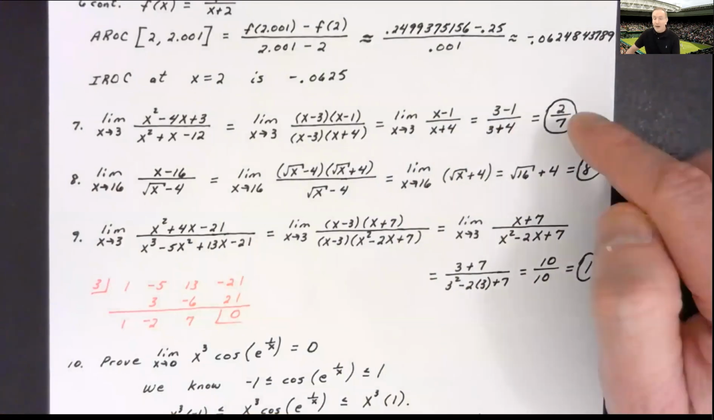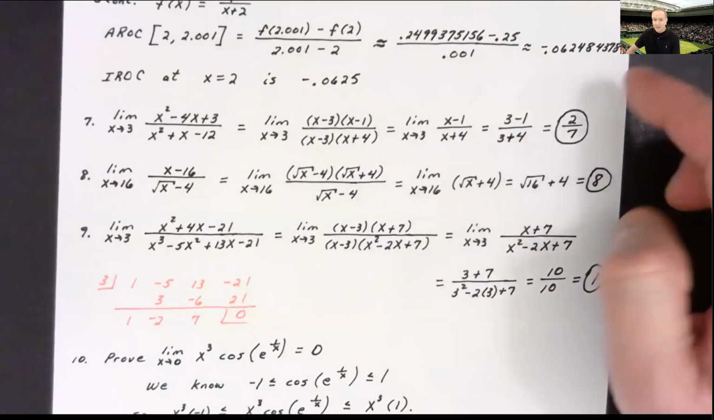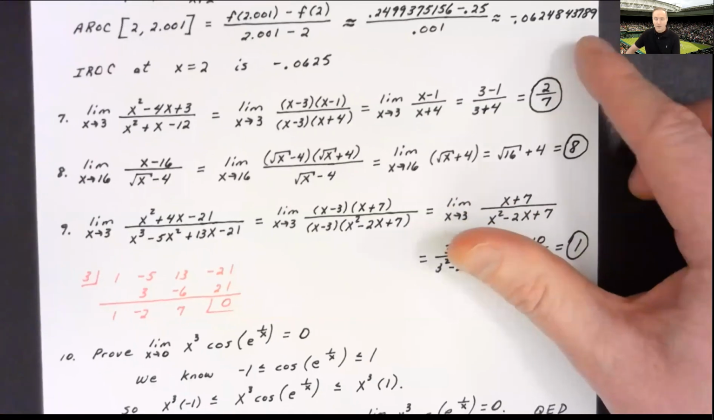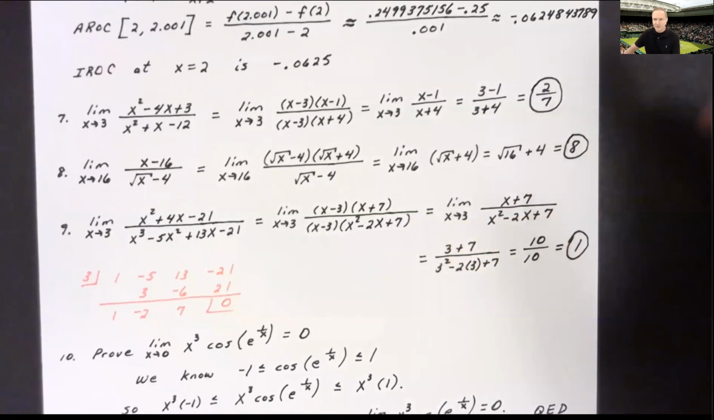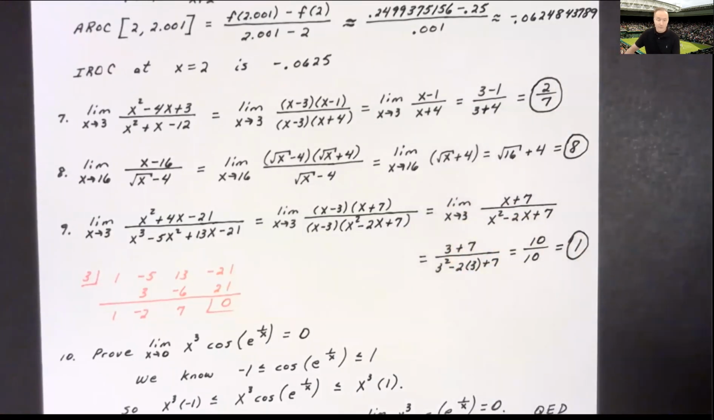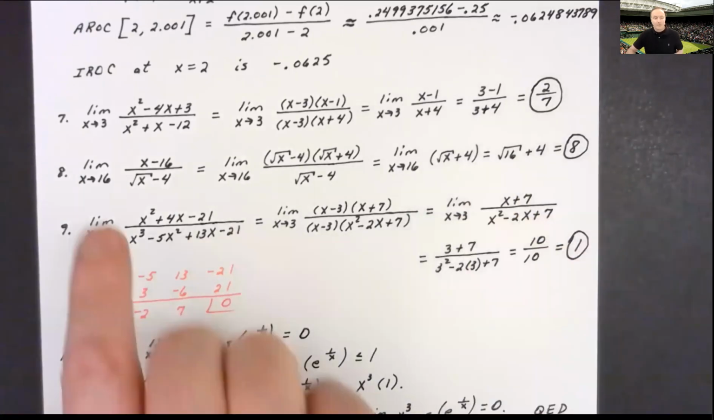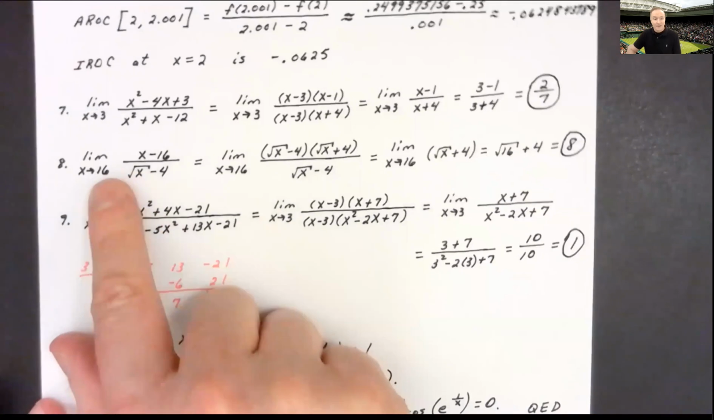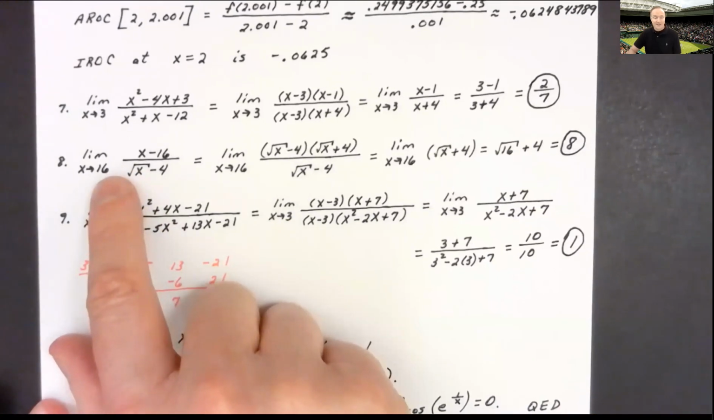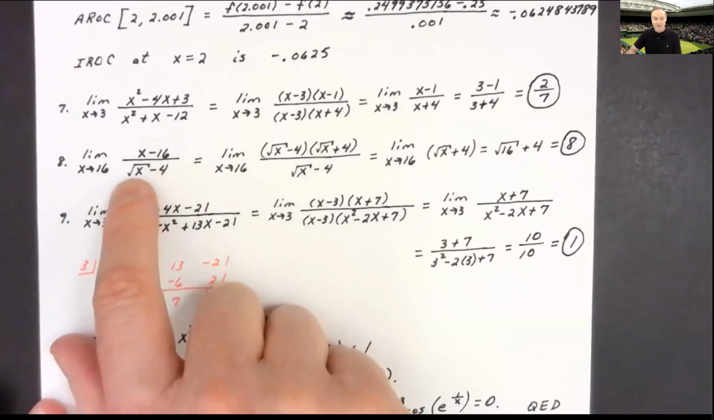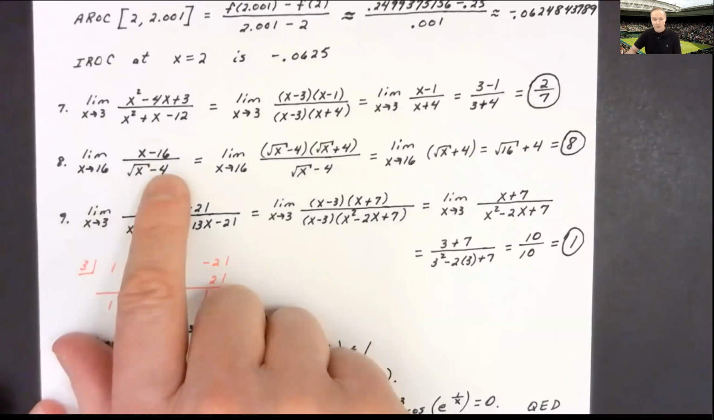Final answer there. Now, I would want that fractional answer as opposed to the decimal equivalency there. I think 2/7 is like 0.2857142857. Don't want that. Up next, we have the limit as x approaches 16 of x minus 16 over the square root of x minus 4.